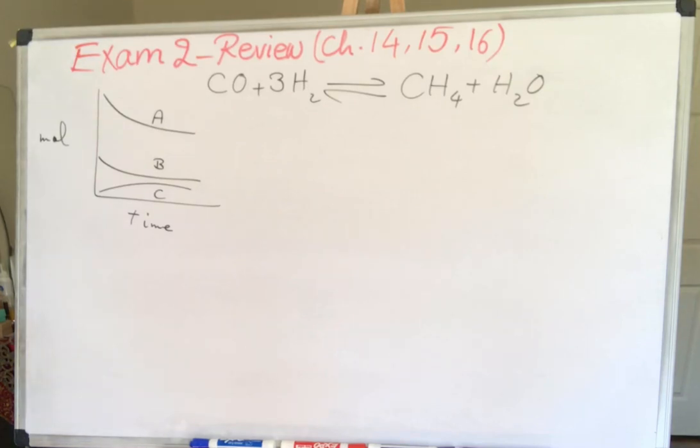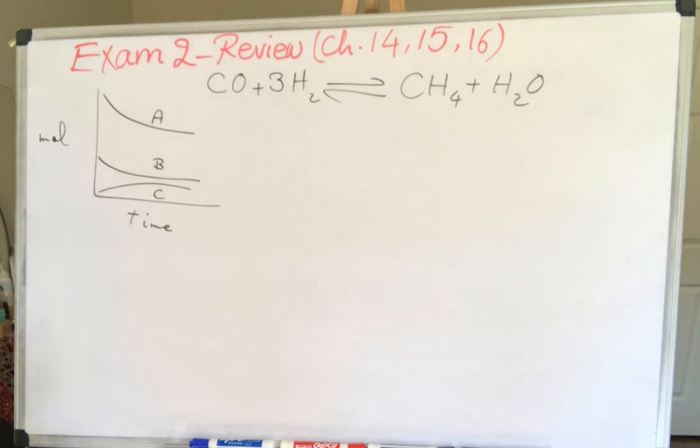Let's start working on exam 2 review over chapters 14, 15, and 16. The first question is asking: when the gases carbon monoxide and hydrogen gas are combined in a sealed vessel and heated, they will eventually form an equilibrium mixture of reactants and products according to this balanced equation. In one such reaction, 3 moles of one reactant were combined with 1 mole of the other reactant. So 3 moles of H2 plus 1 mole of carbon monoxide in a fixed volume. Analysis of the reaction mixture at various times gave the results that you see in this graph.